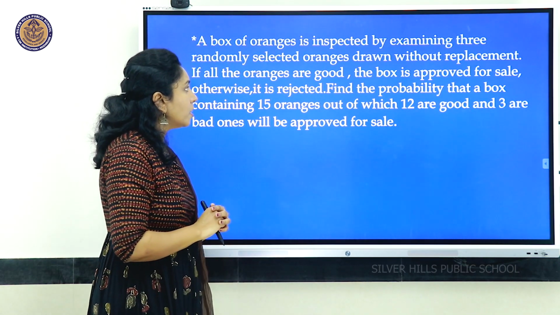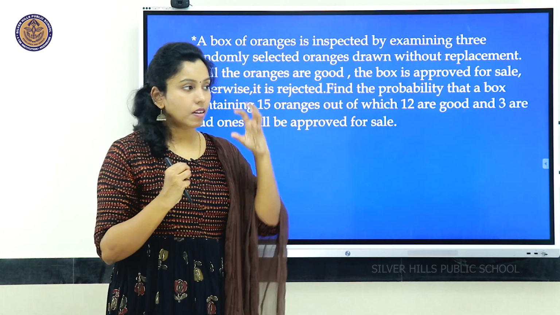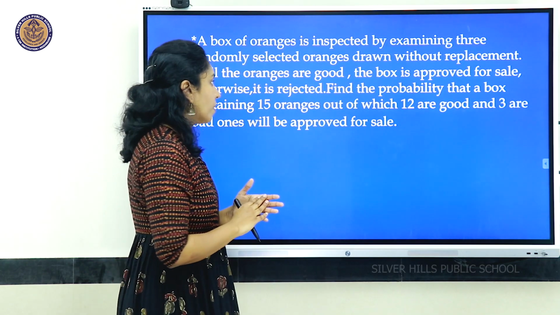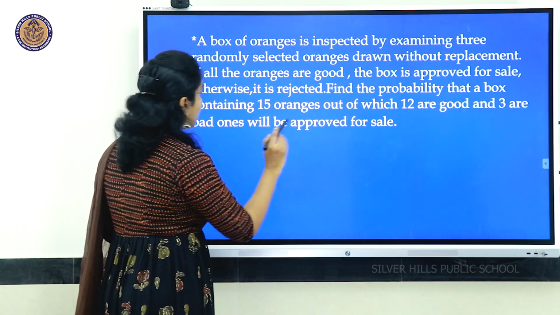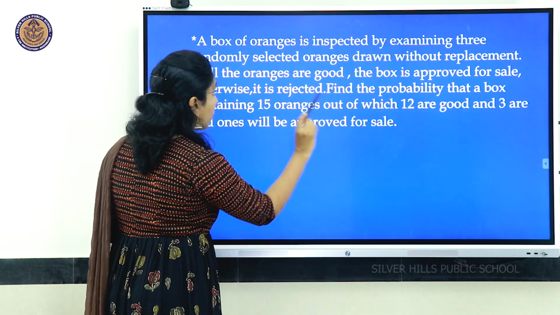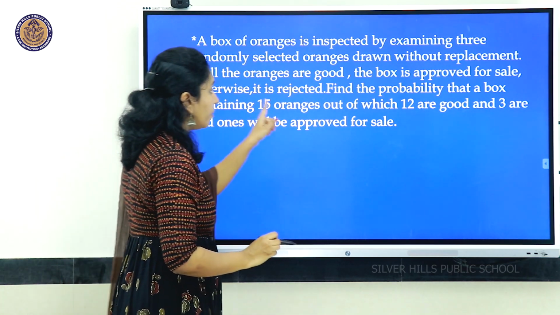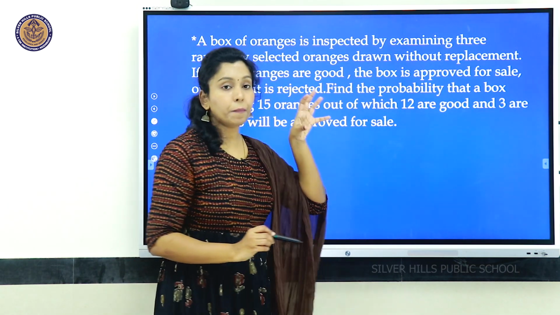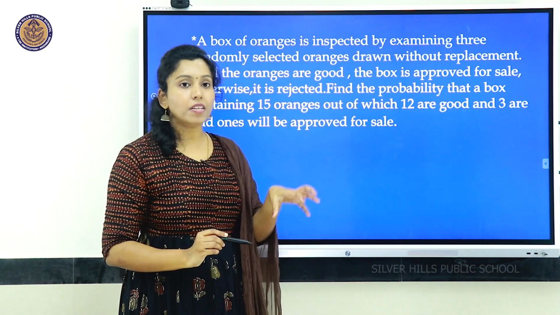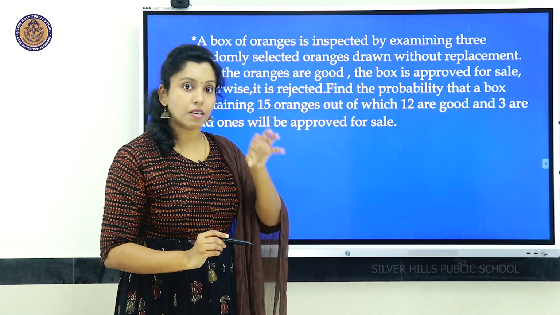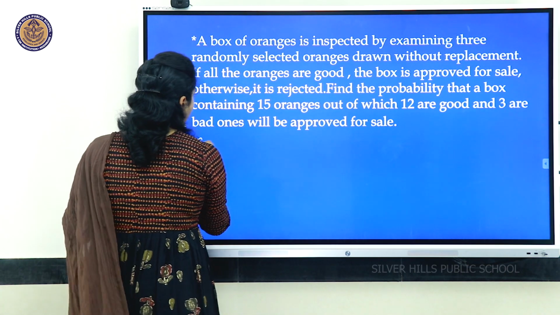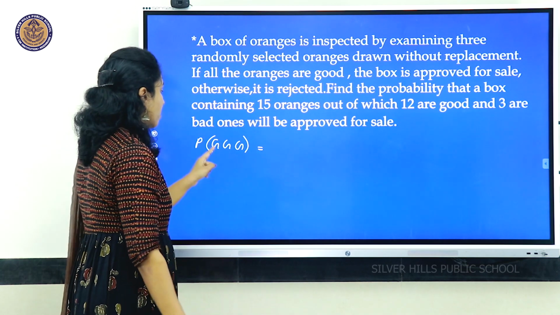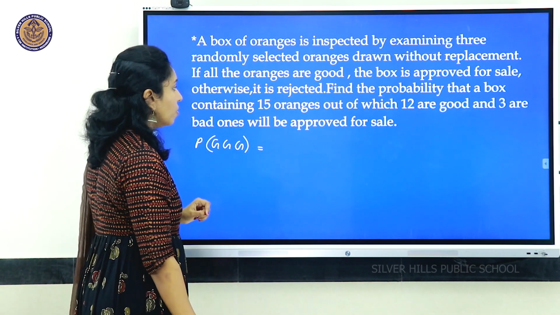So, what is the experiment here? 3 oranges are taken. If all these 3 are good, then that box is approved for sale. Approved for sale means those 3 oranges that you selected are good ones. So, we need to find the probability of G, all 3 are good. First is good, second and third one is also good.